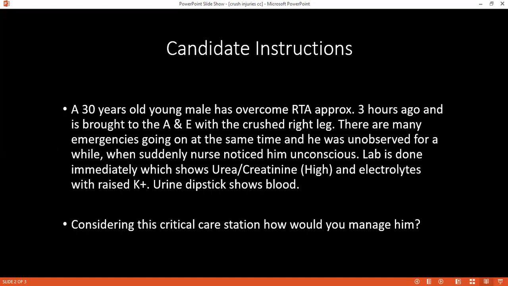After doing the primary survey and adjuncts of the primary survey, I will check the patient's right leg in detail. As the patient has high colored urine as well, and the patient is unconscious, I will suspect a crush injury, and it may lead to rhabdomyolysis as well, as the patient has blood in the urine dipstick test and also raised urea, creatinine and raised potassium level.